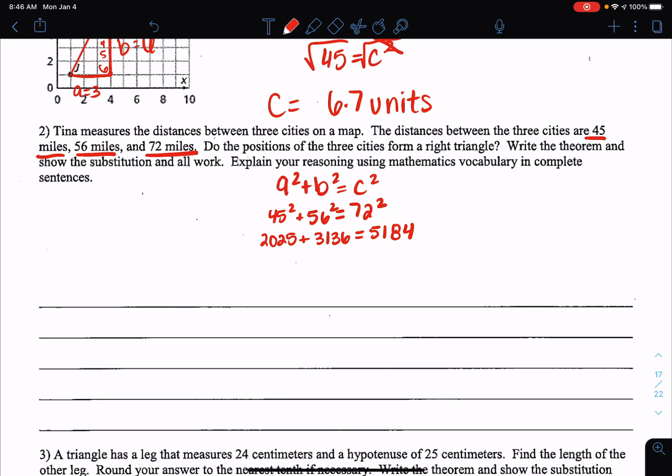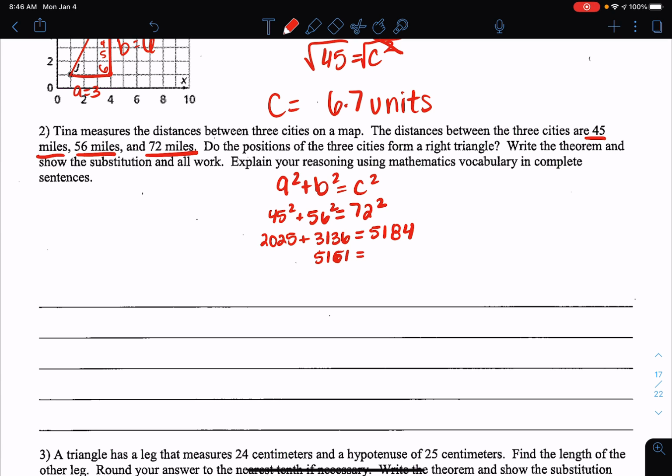Okay, I have to simplify what's on the same side of that equal sign, which is just adding my 2,025 plus 3,136, which is equal to 5,161.